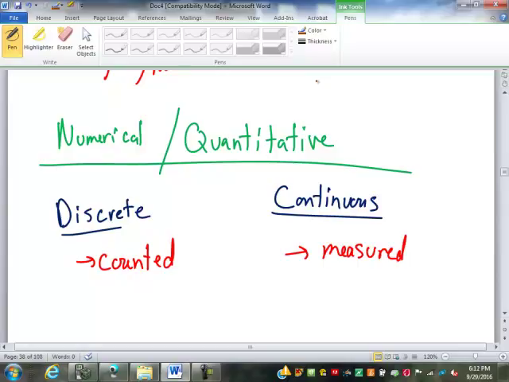0, 1, 2, 3, 4, 5. You're not taking 2.5 classes. You're either taking the class or you're not. That's discrete. That's counted data. There are gaps between the numbers. You cannot have numbers in between.